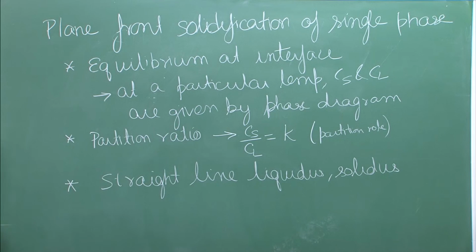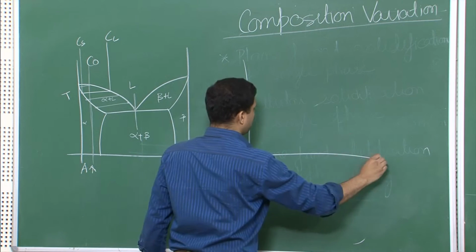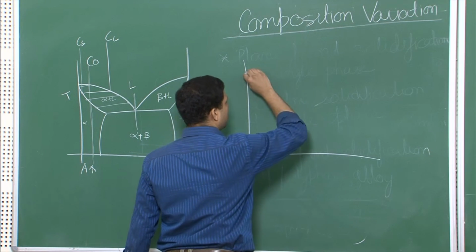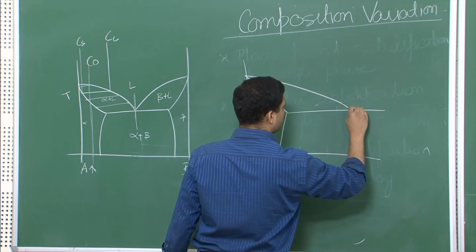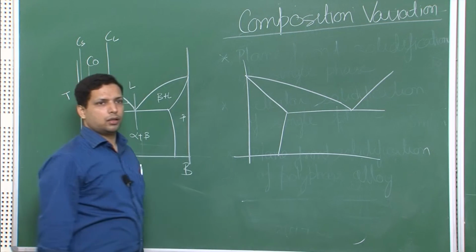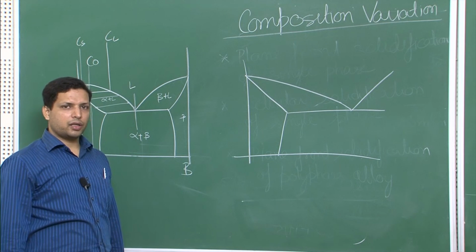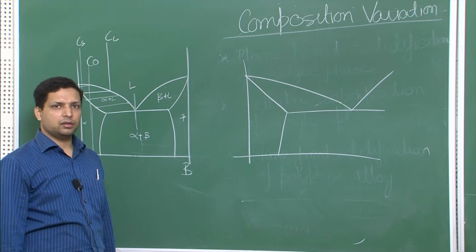Now this is a very, very interesting assumption, as you will see. Instead of taking these as curved as they actually appear in the phase diagram, for the purpose of understanding, we take these as straight lines like these. Can you think of a reason why we take it as a straight line?